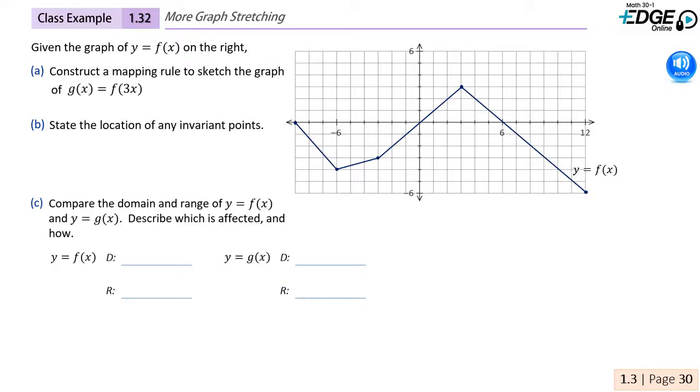Though we work with A values and B values differently, class example 1.32 is rather similar to class example 1.31. I encourage you to pause the video and give it a try before you advance. Here, we're given another piecewise function, y equals f of x, and we're asked to construct a mapping rule to sketch the graph of g of x equals f of 3x.